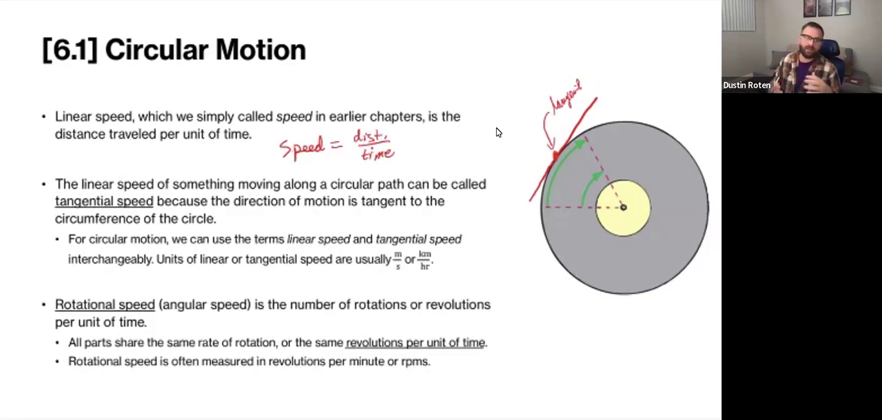So the whole idea is just linear speed moving along a circular path. Since it's sort of grazing the edge of the circle, it's just called a tangential speed. The direction of motion, right? Where it's going is just tangent to the circumference of the circle. So for circular motion, we can use the term linear speed and tangential speed interchangeably. And just like always, the units of linear or tangential speed are meters per second, kilometers per hour.